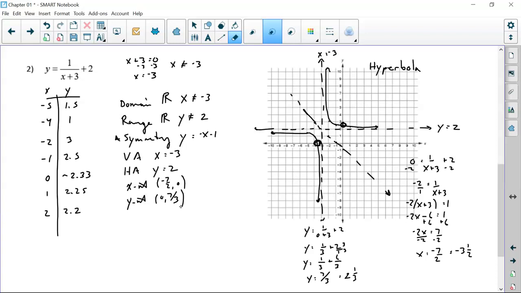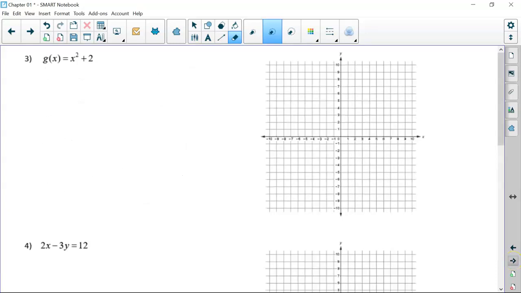On the next page, g of x equals x squared plus 2. Now you see that x squared, it's a quadratic. We can graph it on the calculator if you'd like to, x and y. So I'm going to pick some values: negative 3, negative 2, negative 1, 0, 1, 2, 3. And then from the table, or if you just do the mental math, 11, 6, 3, 2, 3, 6, 11.